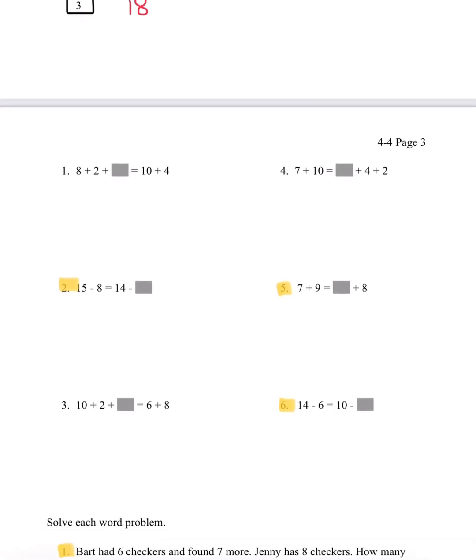Number 2, we have 15 minus 8 equals 14 minus blank, and we have to find the blank. Let's first solve what this is in the completed equation. 15 minus 8 equals 7. So we have to make this equal 7 as well. In order to make this equal 7, we could just simply subtract 14 and 7 to find that answer. If we do 14 minus 7, we get 7, which is true. So the missing number is going to be 7.